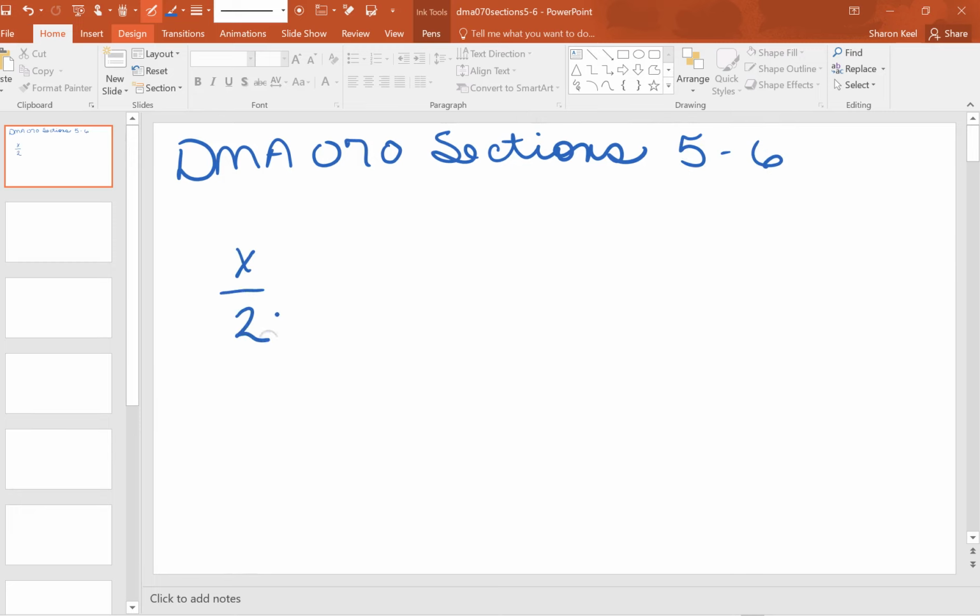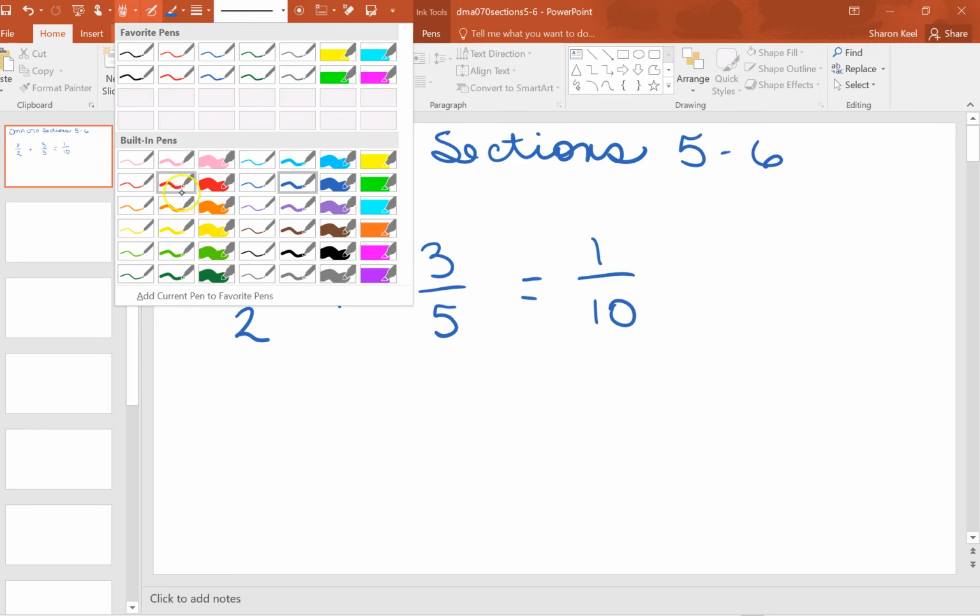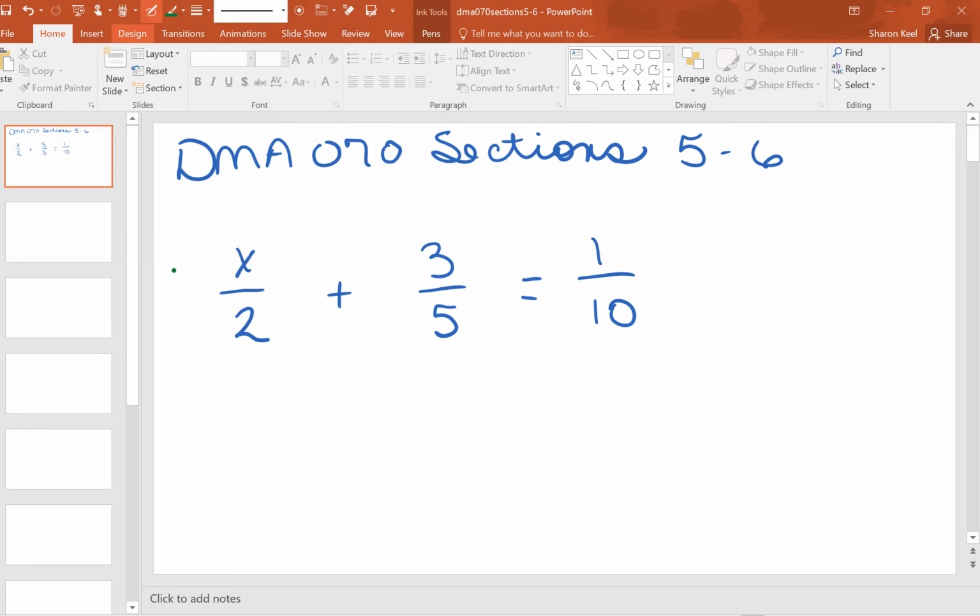Let's say we have x over 2 plus 3/5 is equal to 1/10. So we have an equation made up of rational expressions, and we want to solve for the value of x. What we're going to do first is what we had done previously in a prior section, learn to find the least common multiple. We have denominators of 2, of 5, and 10. So we would determine that our least common multiple is going to be the number 10.